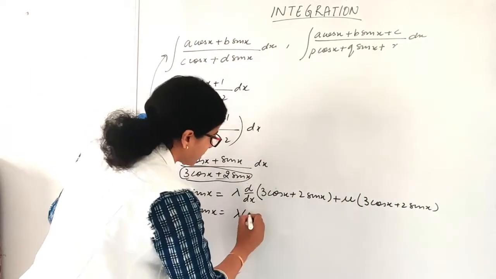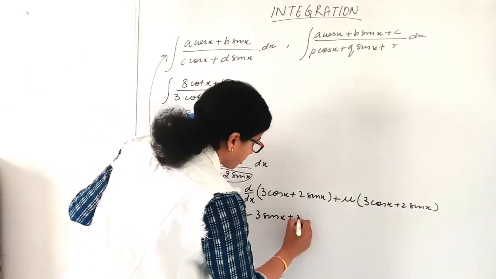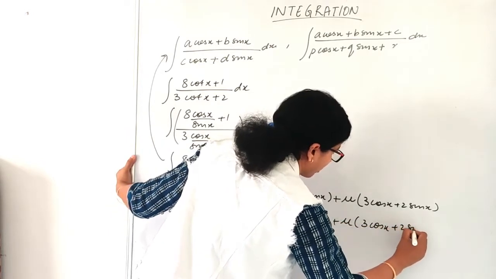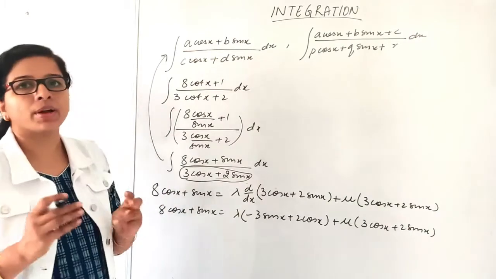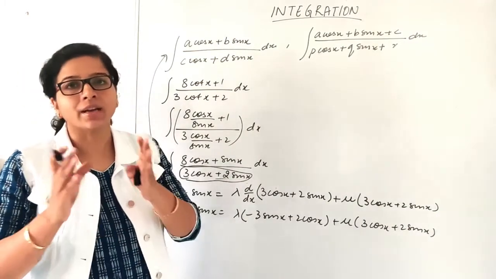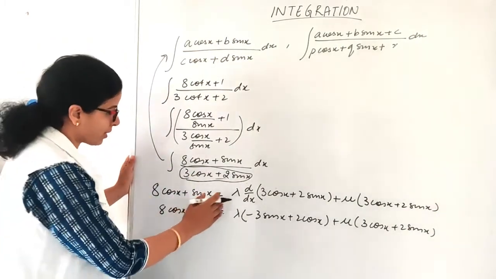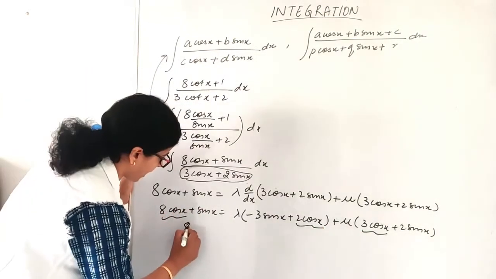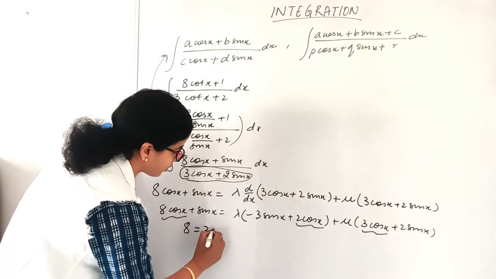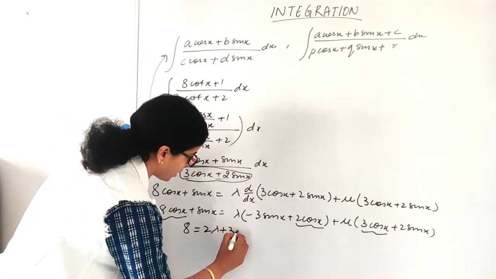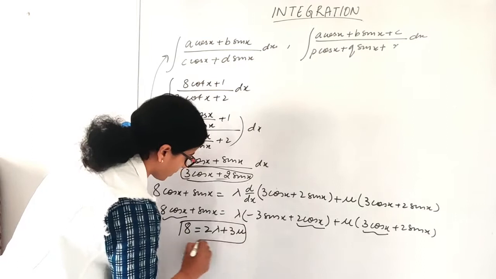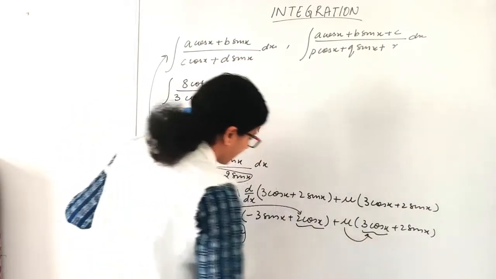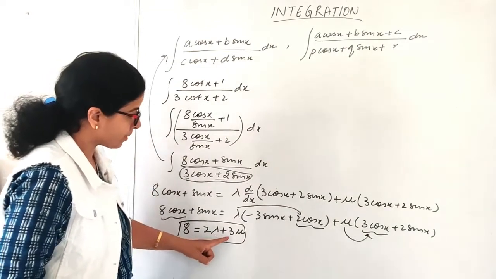Now differentiate it. Lambda times (minus 3 sin x + 2 cos x) plus mu times (3 cos x + 2 sin x) will be copied as it is. Now we will compare the coefficients of sin x and cos x. So see cos x here and here. So 8 equals 2 lambda + 3 mu. This is my first equation. Lambda will get multiplied here, mu will be multiplied here, so 2 lambda + 3 mu.